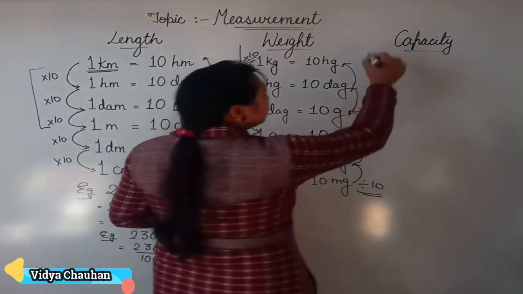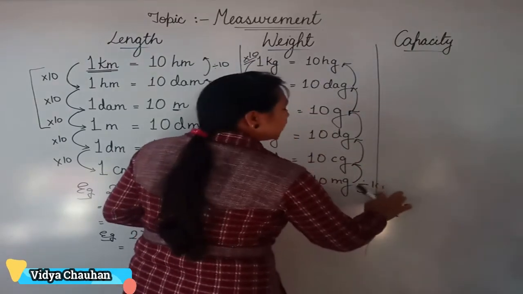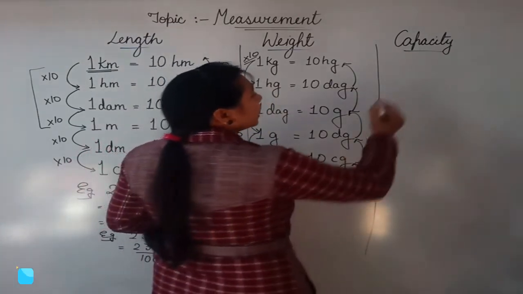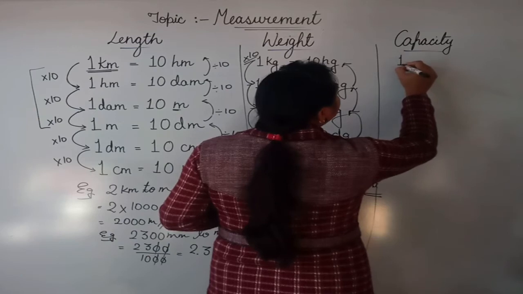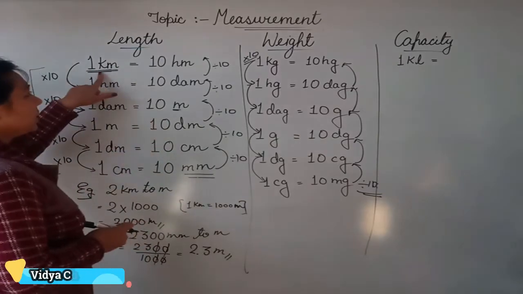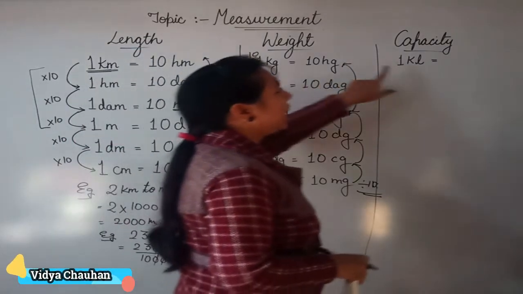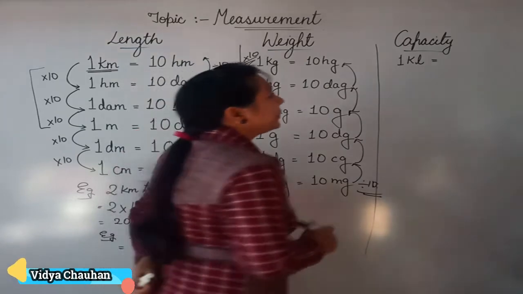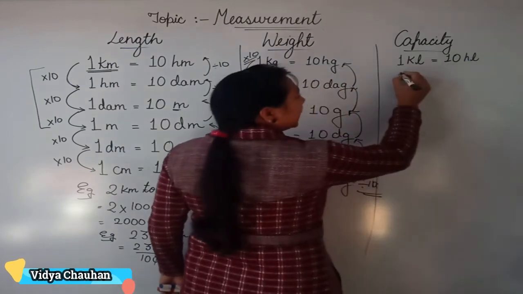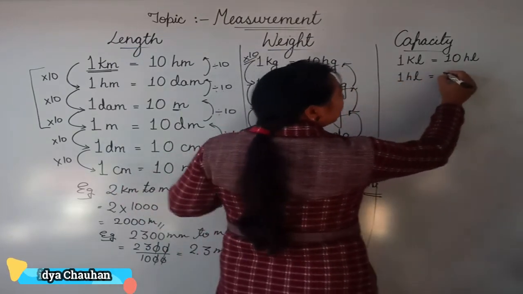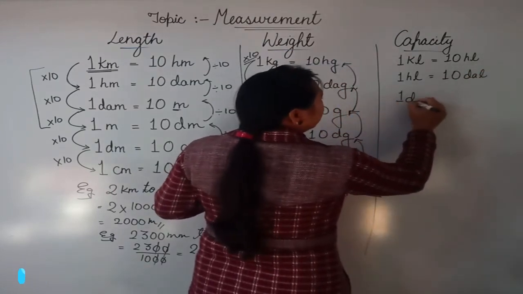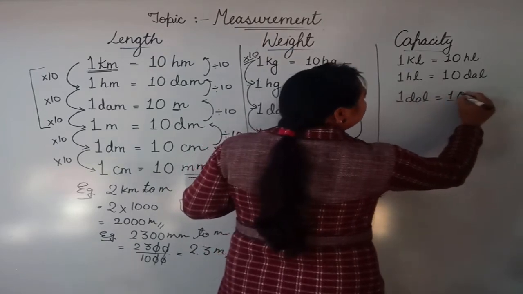Now let's move to the last part, and that is the conversion in terms of capacity, that means volume. If we talk about conversion in terms of capacity, the very first term, the biggest unit in capacity, is kiloliter. Here it was kilometer, then it became kilogram and now it becomes kiloliter. So 1 kiloliter is equal to 10 hectoliter. Then 1 hectoliter is in turn equal to 10 decaliter. 1 decaliter is equal to 10 liters.